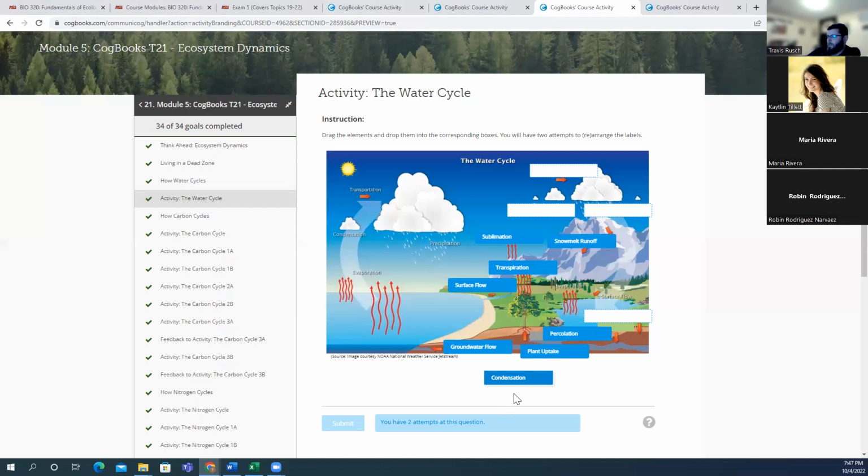And what about condensation? There's already a good hint on this figure. What's happening with condensation?